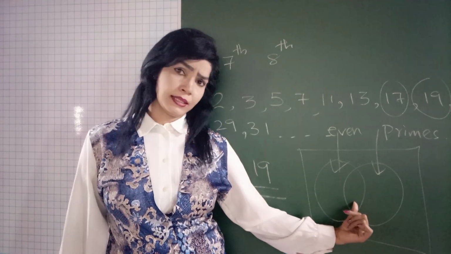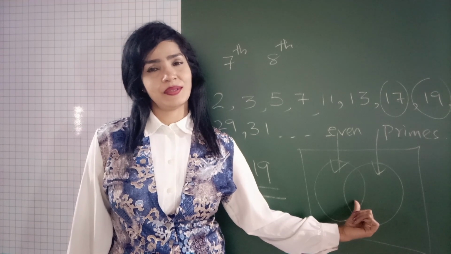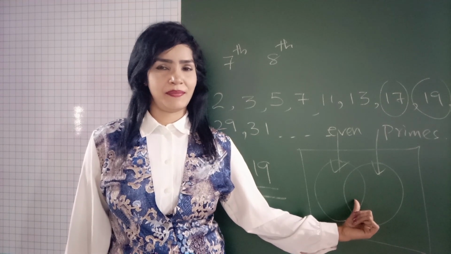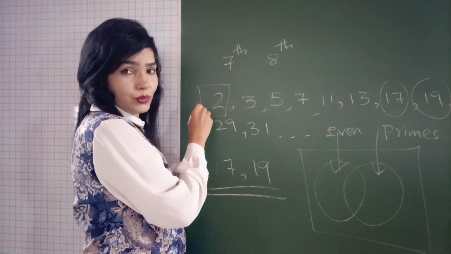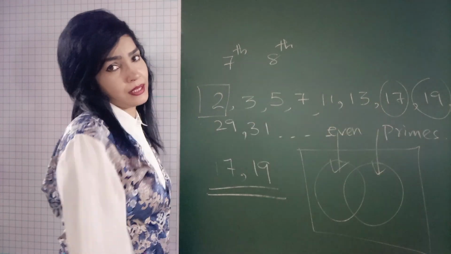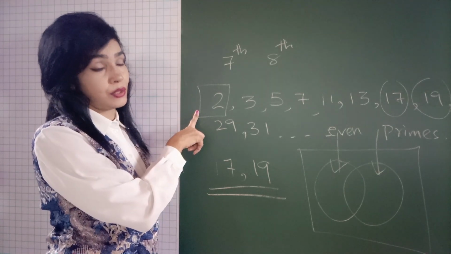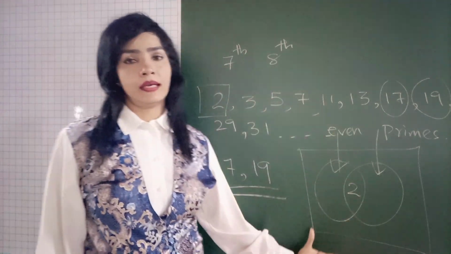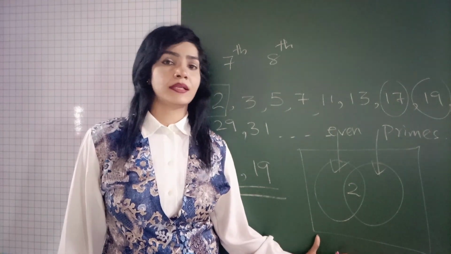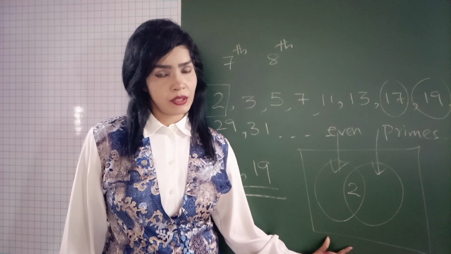What is the intersection? What is the only even prime number, as you know? It is 2. All the other prime numbers are odd, right? Only even prime number is 2. So 2 comes over here. So likewise, you will get different questions related to prime numbers. So hope you understood prime numbers.